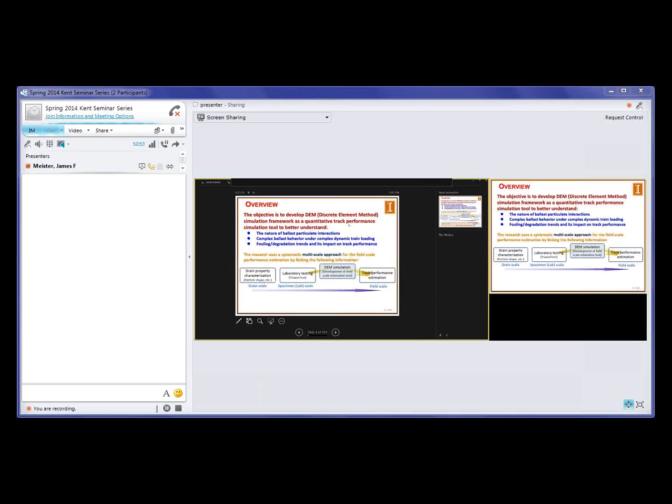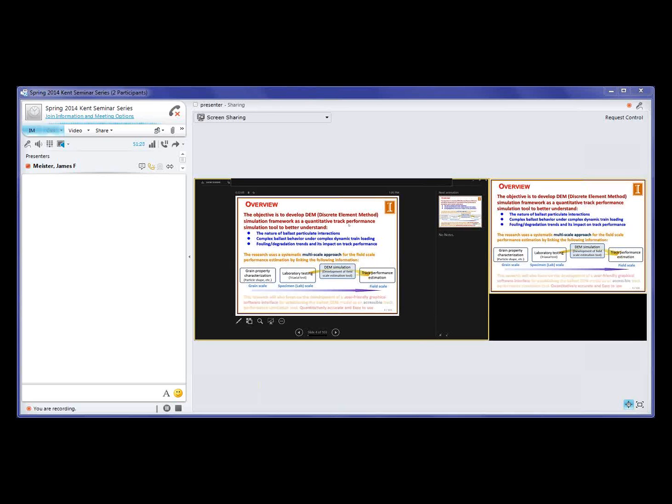This research has a systematic multi-scale approach. At the beginning, we will quantify the grain size properties, such as image analysis of the shape properties and also the grain size distribution. And then we go through the laboratory testing. Through the DEM, we collect the information from laboratory testing and use the discrete element method to simulate the ballast behavior. Eventually, we want to develop this simulation tool as a quantitative analysis and to predict the track performance at the field scale.